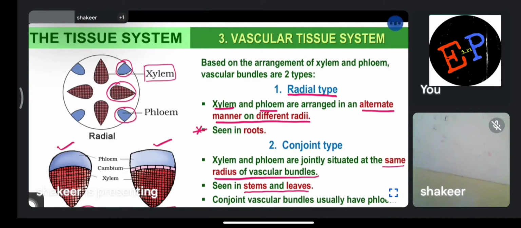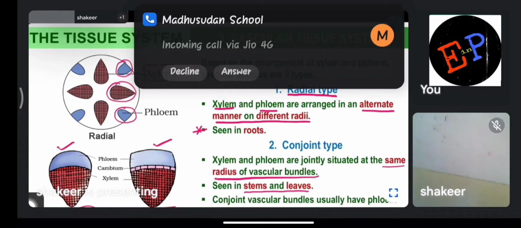Clear now? So conjoint vascular bundles usually have phloem located only on the outer side of the xylem. Usually located means what? Towards the pith, which one is present? Towards the pith, xylem will be present. And towards the periphery, which one will be present? Towards the periphery, phloem will be present. Usually. Usually means what?